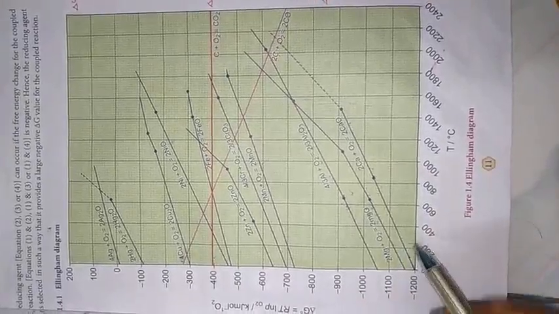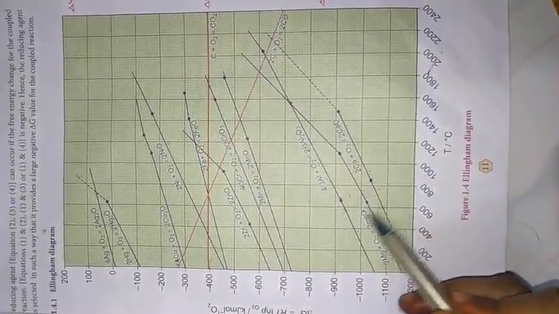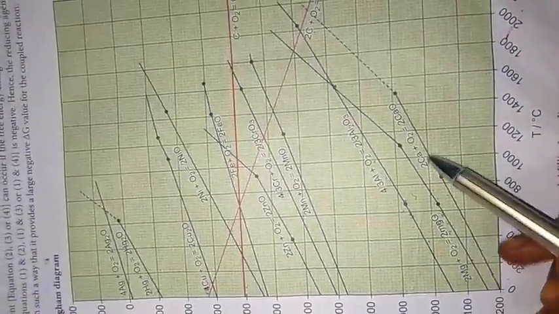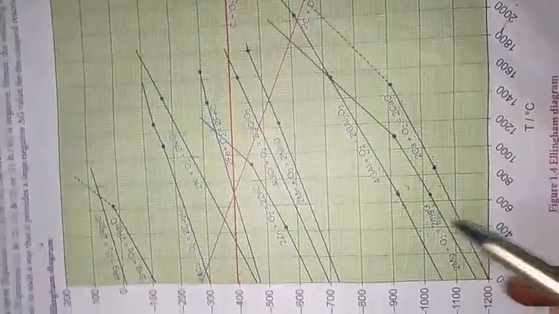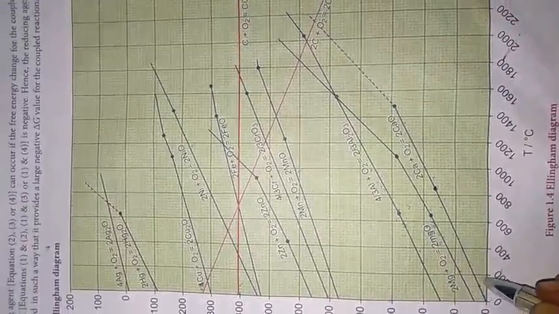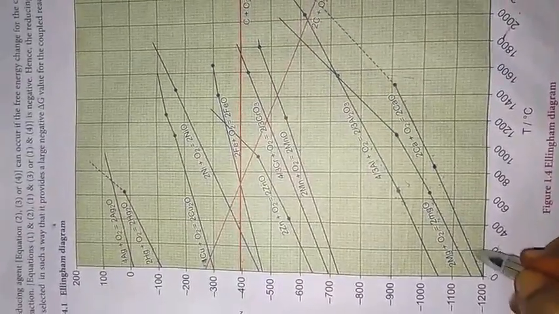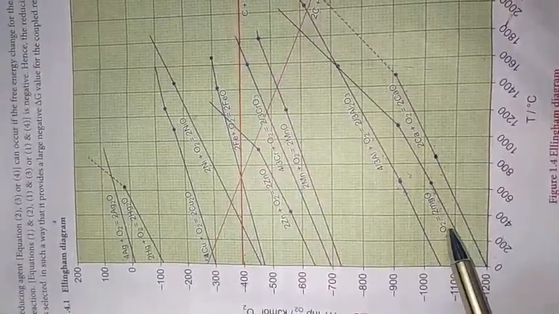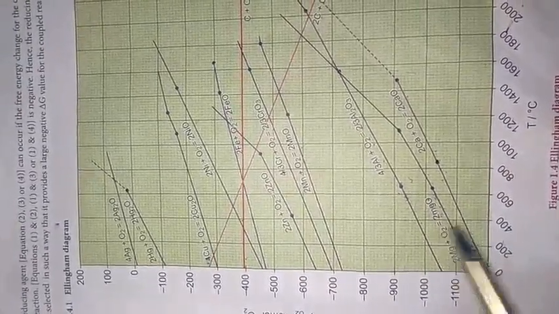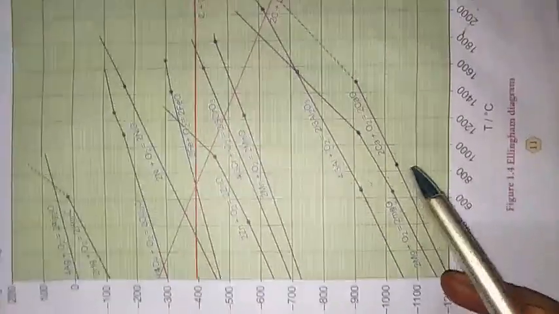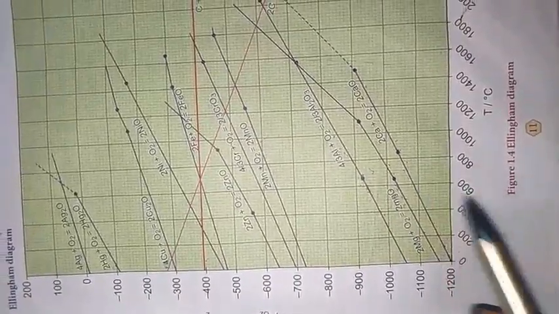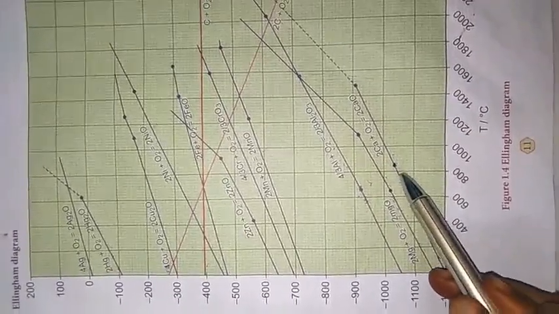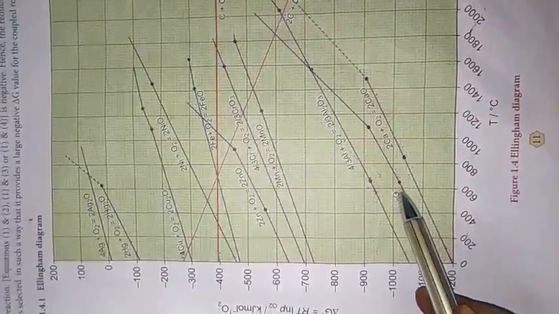First consider the first two graphs at the bottom, that is calcium oxide and magnesium oxide. See, the calcium oxide graph has a more negative value than the magnesium oxide. It shows that, as I already told you, the reducing agent must possess the highest negative value. So the lower located element can reduce the upper located element.